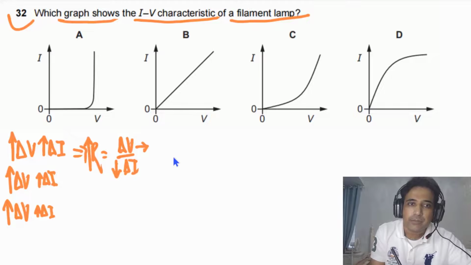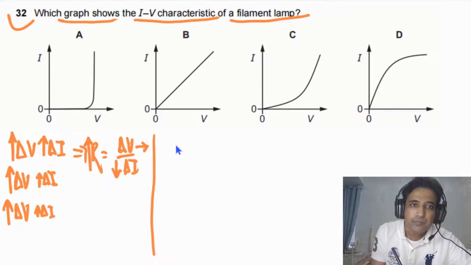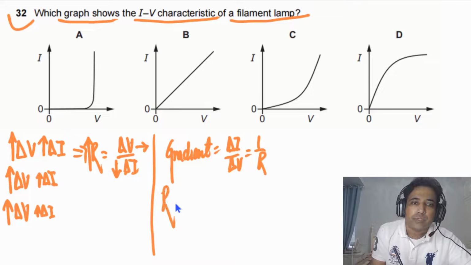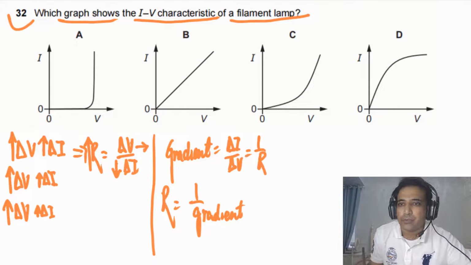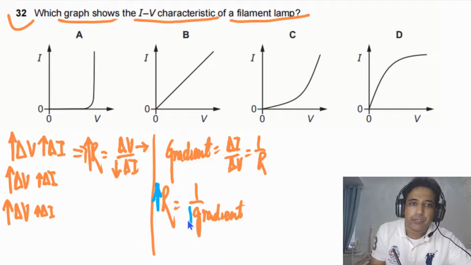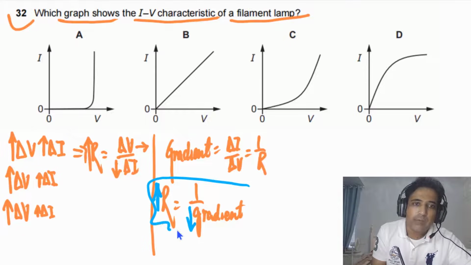So how can we find the resistance? In this case, the gradient is equal to delta I by delta V. It means this is equal to 1 over resistance. So resistance from here will be equal to 1 over gradient. As the resistance of the filament lamp increases, the gradient has to decrease. So we have to find a graph where the gradient is decreasing.